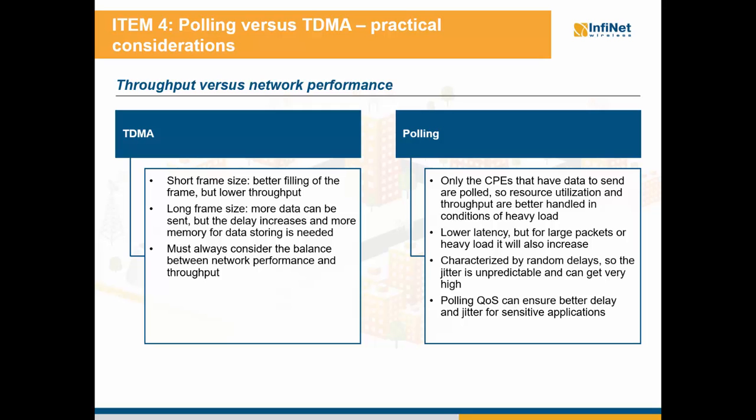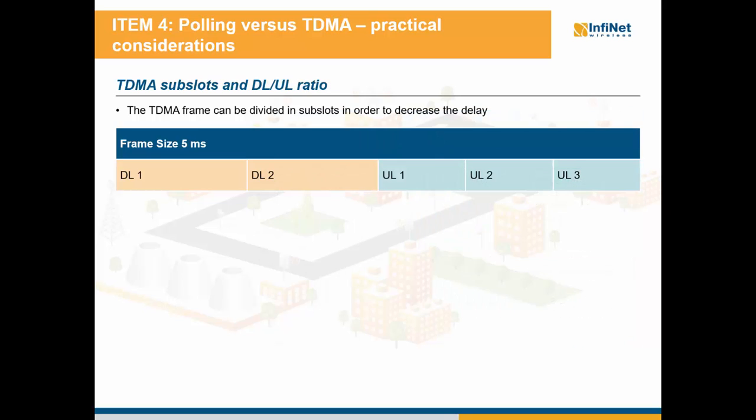Let's have some consideration about the TDMA subslots and the downlink-uplink ratio, practical considerations in the TDMA implementation. In order to reduce the delay and increase the overall efficiency of the system, the TDMA frame can be divided into subslots for each direction.